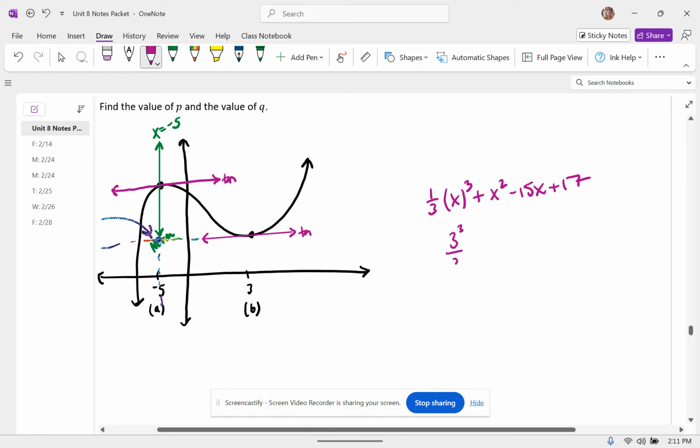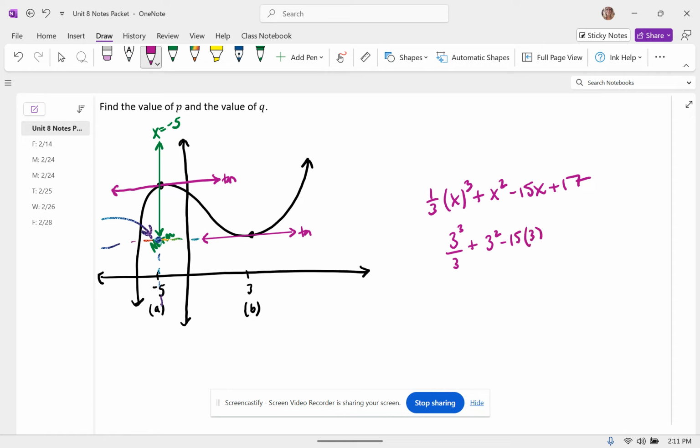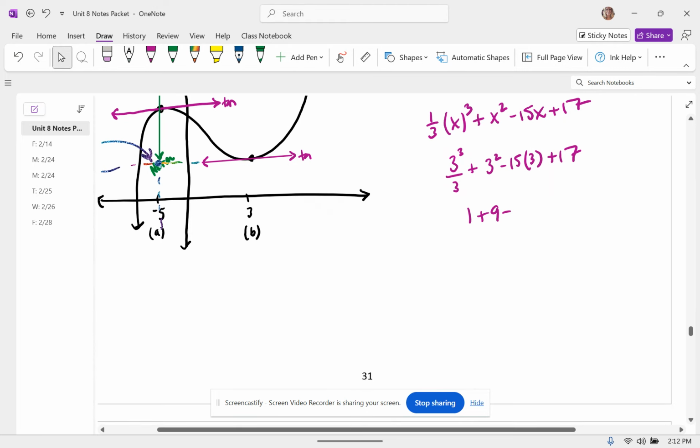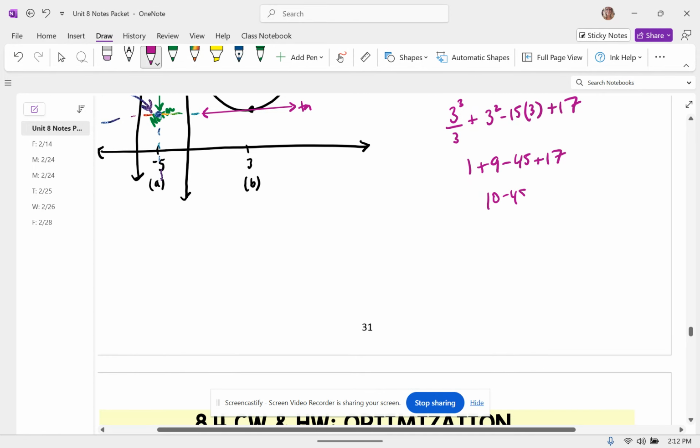All right, that's fine. I got negative 10. Our sketch does not match this, does it? Let's confirm first. So we got 1 plus 9 minus 15 times 3 is 45 plus 17. So we got 10 minus 45.